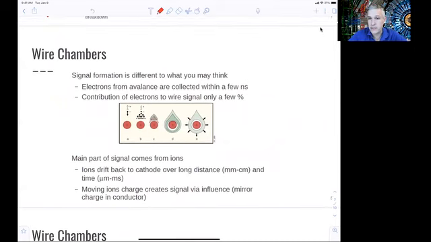The signal formation is quite an interesting concept. You think that you do ionization, the electrons are there, and then they're being collected. Yes, that's true, and this happens very rapidly, typically in the order of nanoseconds. But the actual real signal comes from the ions themselves. So what happens here is you have your wire here, you have your electrons. The ions build this cloud of charges, and this cloud of charges then gives you a signal on the wire. This happens typically via induction, where you basically have a mirror charge on the conductor. And that is really where the bulk of the information comes from.